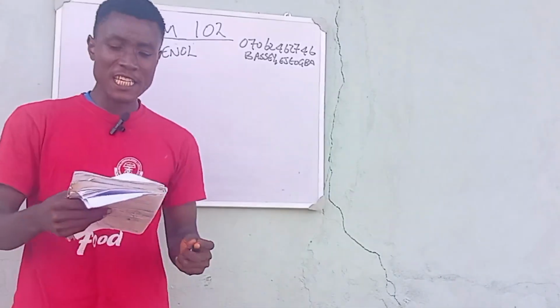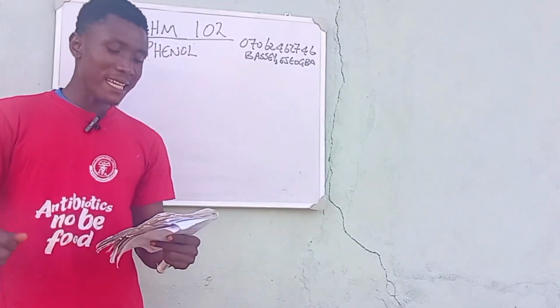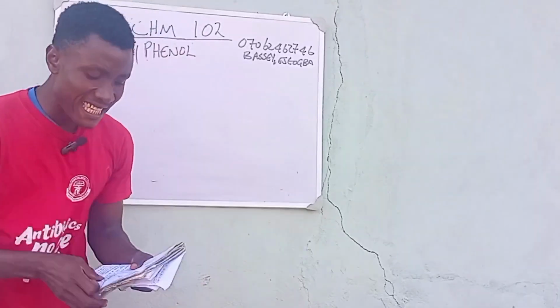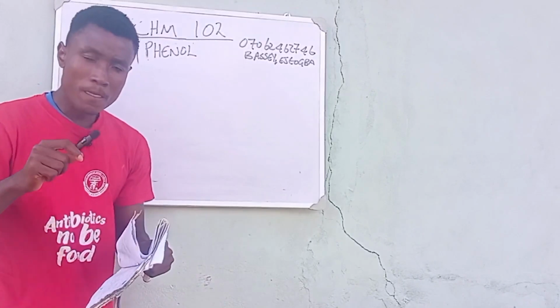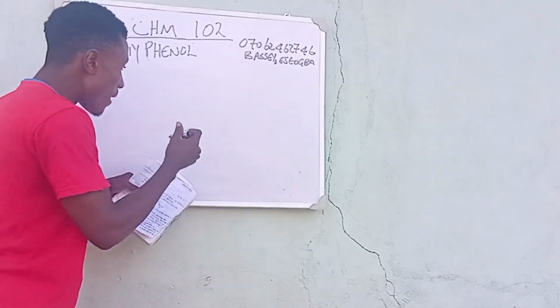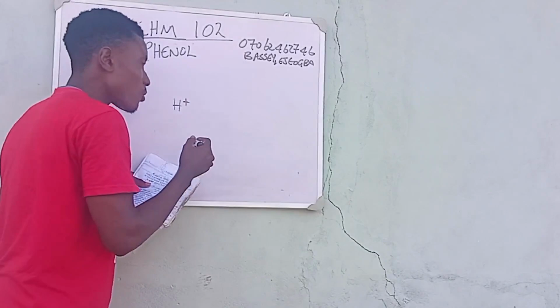So we say acidity is determined by the number of hydrogen ions present in a particular sample of that organic compound. Acidity is determined by the number of hydrogen ions. Take note. Acidity is determined by the number of hydrogen ions present in a particular sample of an organic compound.